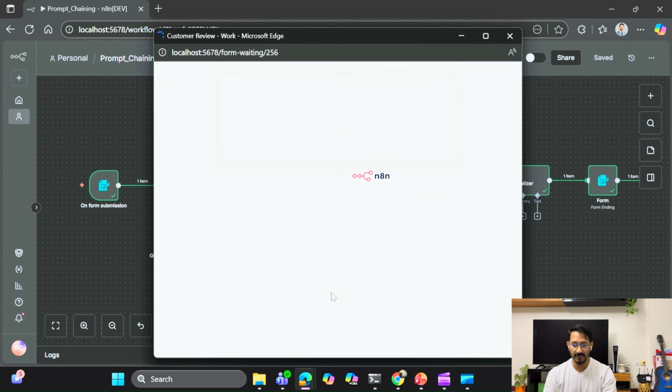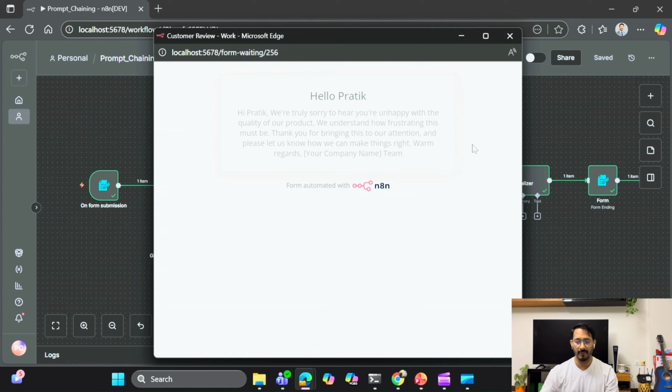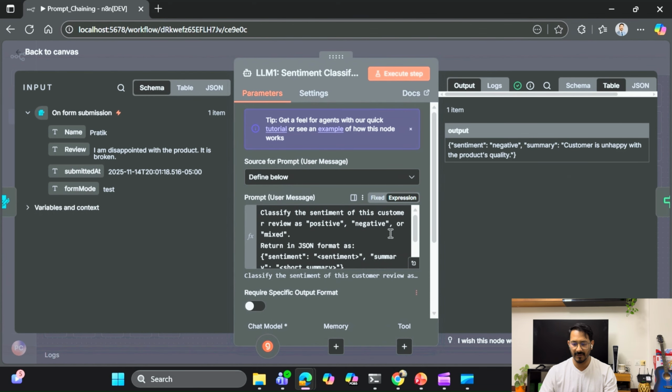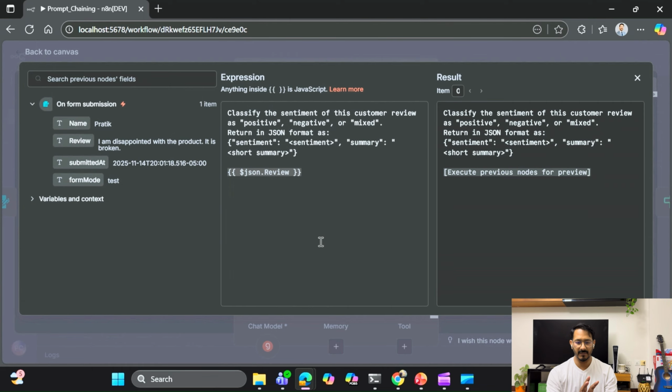And the response is, let's see, yeah, we're really sorry to hear you are unhappy with the quality of the product. We understand how frustrating this must be, and thank you for bringing this to our attention. So we have received a response as the output. Now what is happening inside, the subtasks of all these LLMs: the first LLM is to classify the sentiment of the feedback. And what I'm saying here is classify the sentiment of the review, the feedback that is received, into positive, negative, or mixed.